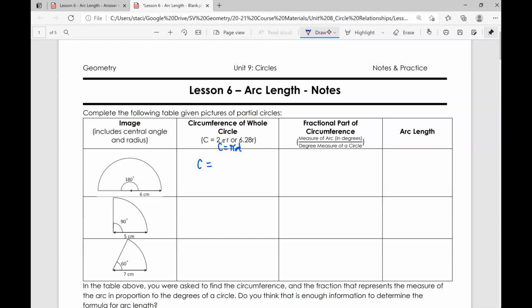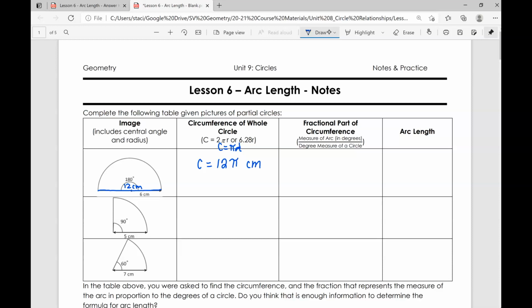If I want to find the circumference of this entire circle, I personally prefer pi times diameter. I can see my radius is 6, which means my diameter has to be 12 centimeters. If I substitute that into the circumference formula, my circumference is going to be 12 pi centimeters, as if the entire circle was there.